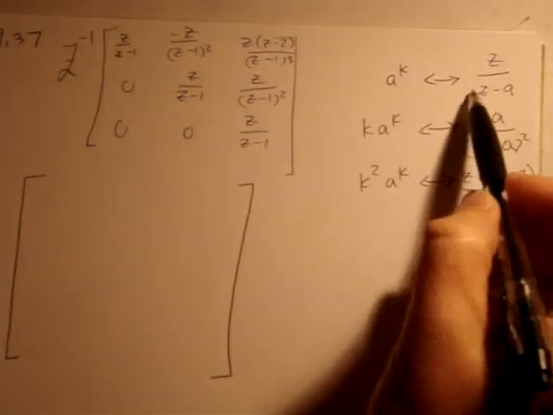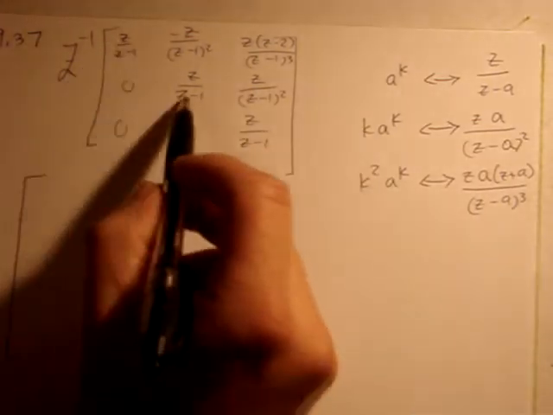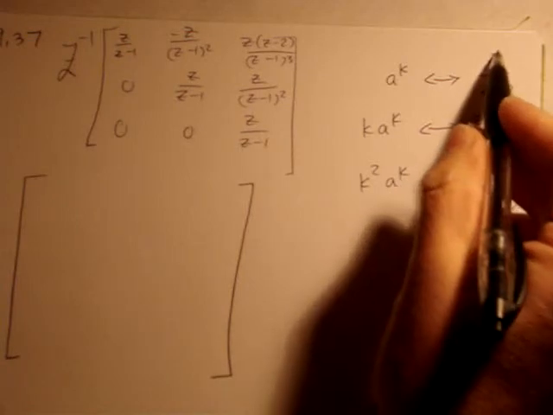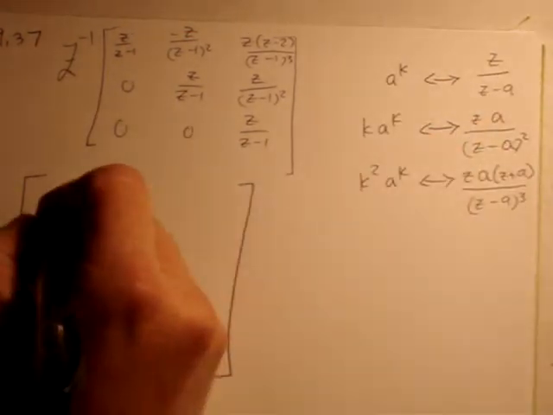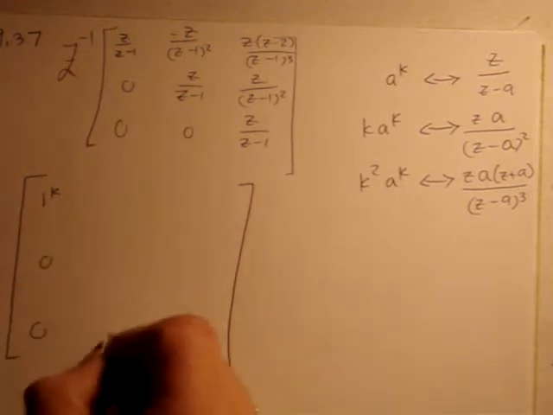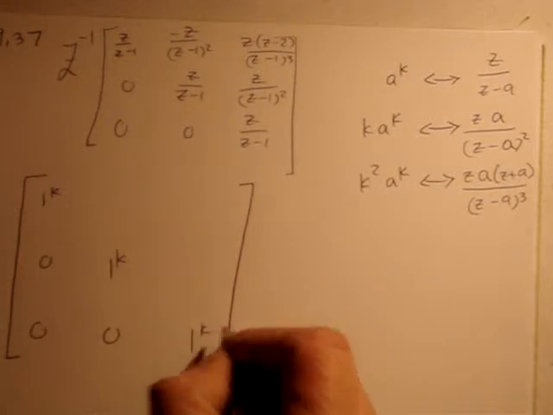A to the K goes with Z over Z minus A. If we let A equals 1, then these diagonal elements are just going to be 1 to the K, because we have Z over Z minus 1. So these are just going to be 1 to the K, or just 1. Anyway, and these are 0 still. So the diagonal elements are 1 to the K.